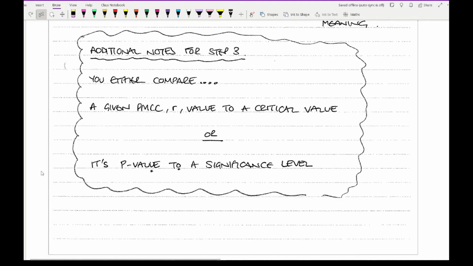Now in terms of additional notes for step 3, you're going to have a choice. You're either going to do one of 2 things when you are analysing to decide whether you're accepting or rejecting the null hypothesis. You're either going to compare a given PMCC, which is an R value, to the critical value, or you're going to compare the p-value to the significance level. And again, that is all going to be given to you. It's just a case of picking and choosing which one you need to use.